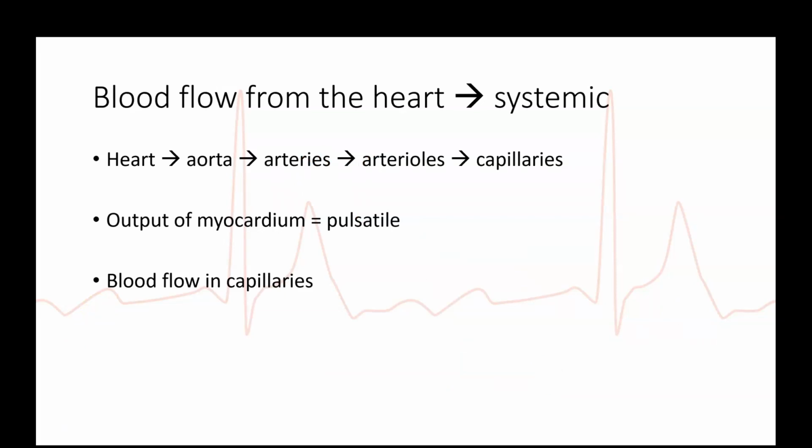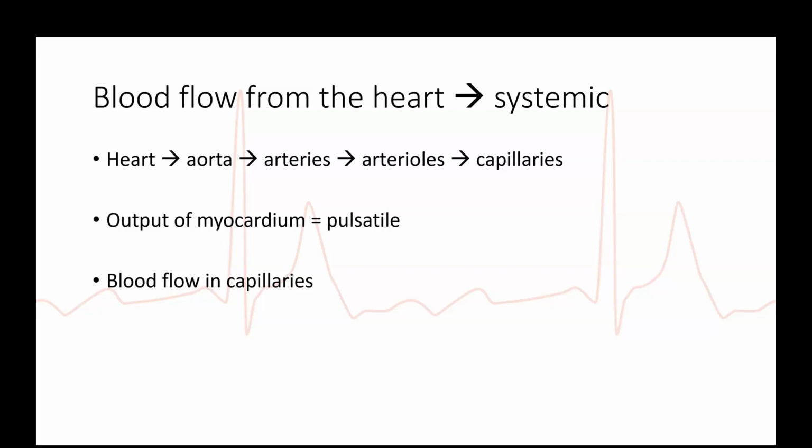We're talking about the blood going from the left ventricle through the aorta, then to the rest of the body. Okay, so flow goes from the heart in this order: from the heart to the aorta, to the large arteries, to the arterioles, down to the capillaries. Okay, so that's how the branches go.